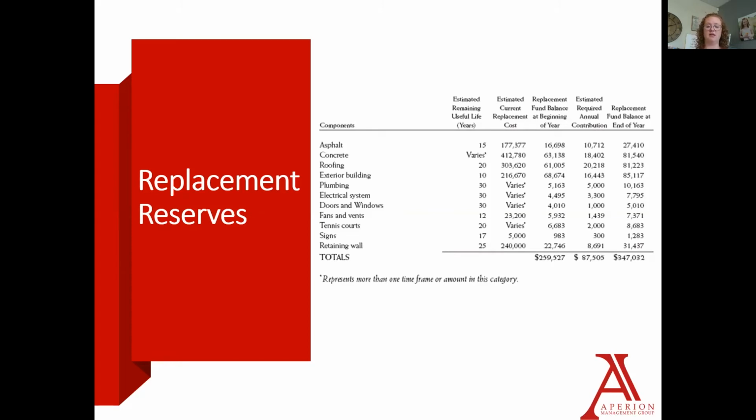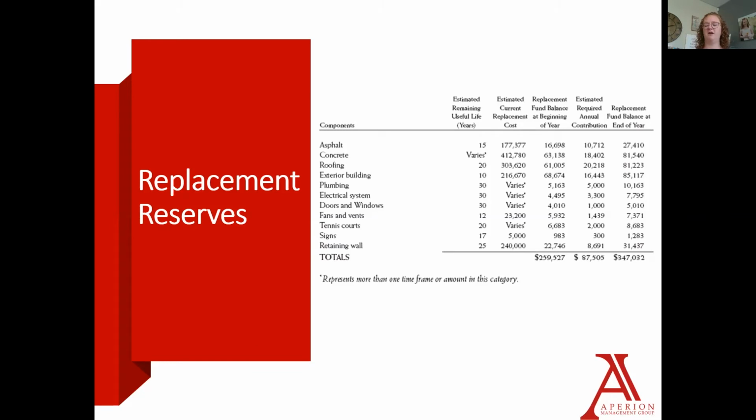And so you would see that that component will have a replacement requirement within that time frame. And you're going to have what that component currently costs to replace and what you need to contribute towards that component in order to have the money to do that based off the useful life.